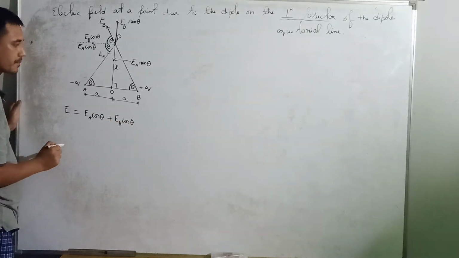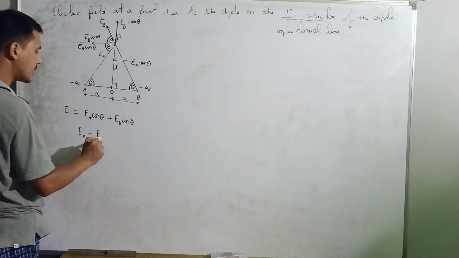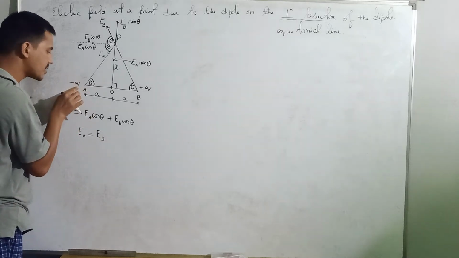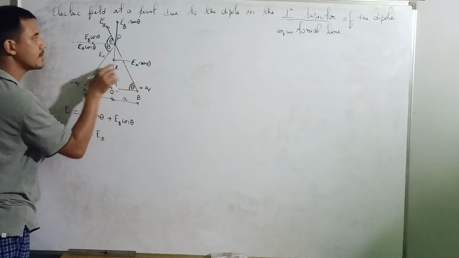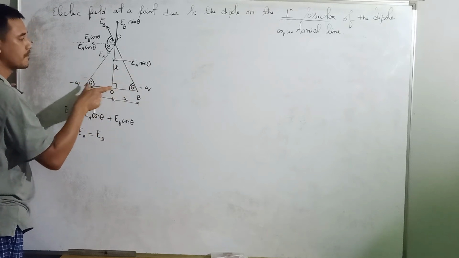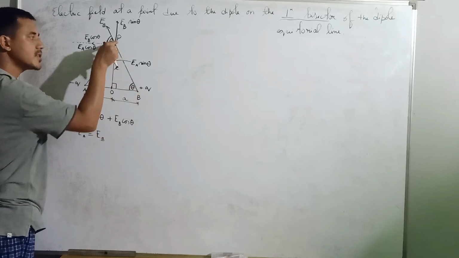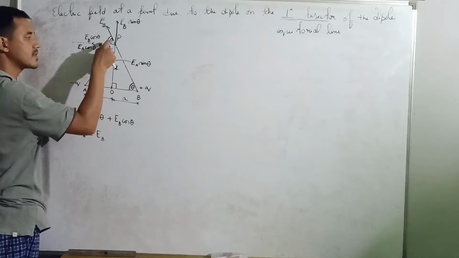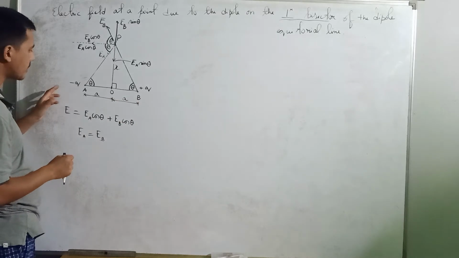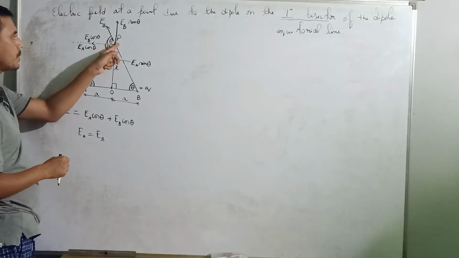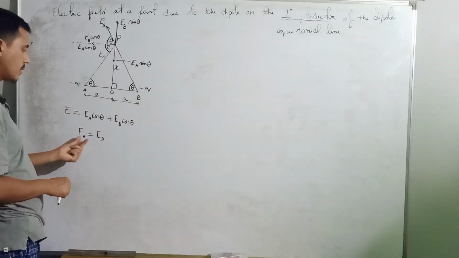Okay. Now here EA is equal to EB. Why is EA equal to EB? Because these charges are equal in magnitude and both the charges are placed at the same distance. This point P is at the same distance from the two charges, right? So the electric field at P due to this charge and the electric field at P due to this charge will be equal. So EA equals EB.